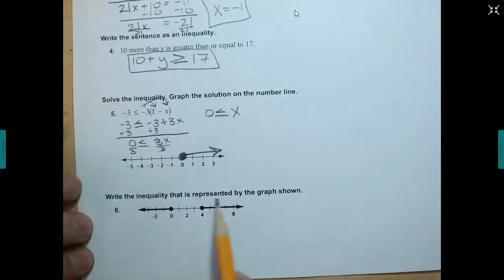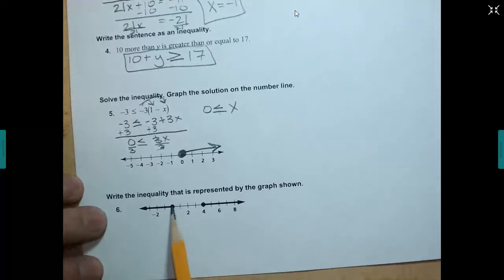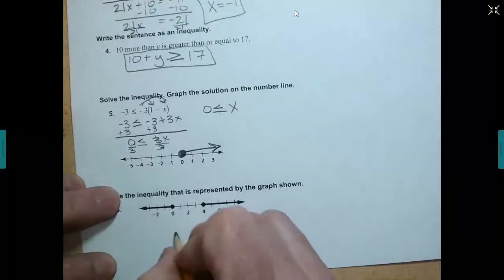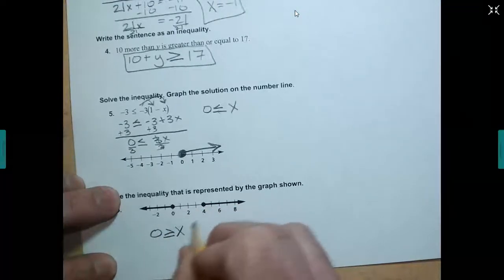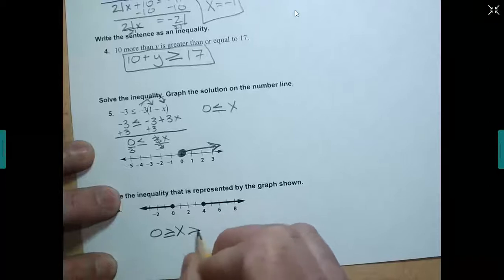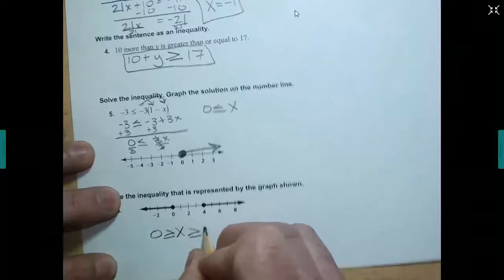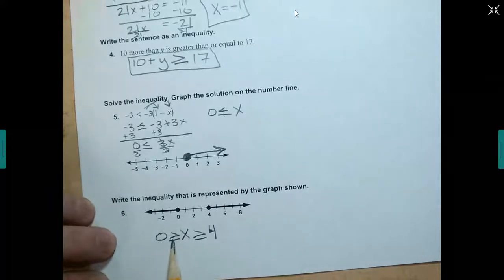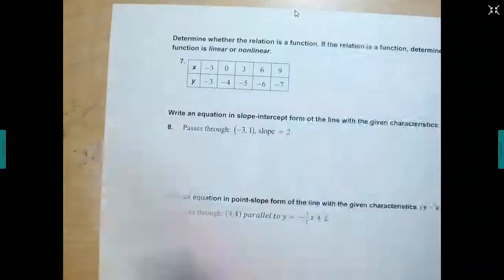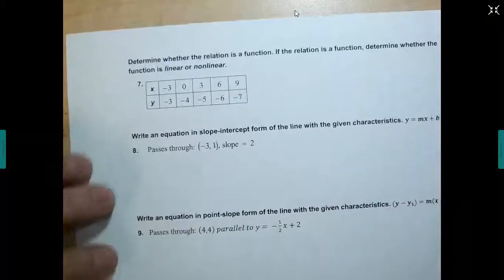Write the inequality that's represented by the graph below. So I see that x is less than or equal to 0, and x is greater than or equal to 4. 0 is greater than or equal to x. So x is less than or equal to 0. X is greater than or equal to 4. Alright. Pause the video when you need to make necessary corrections.